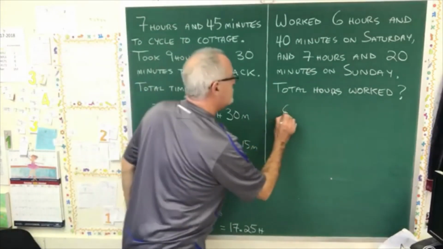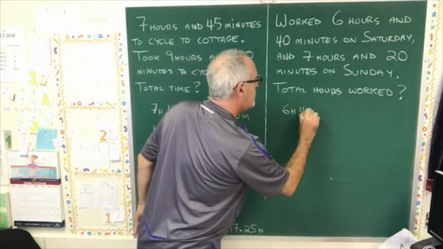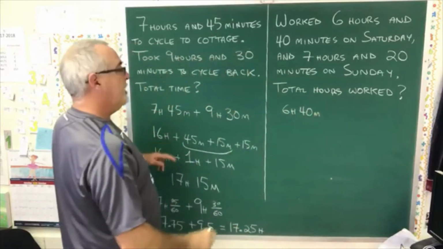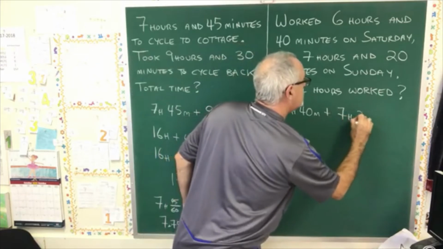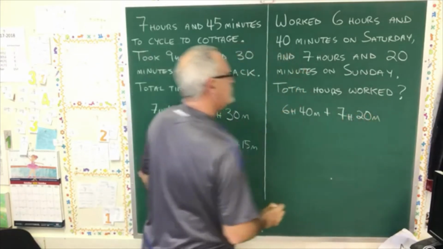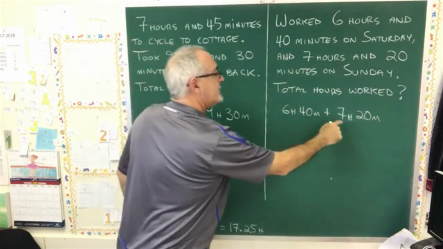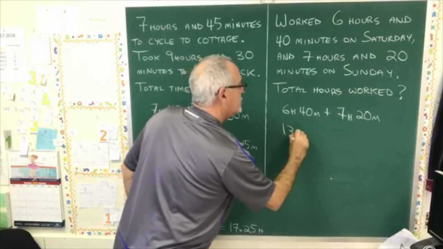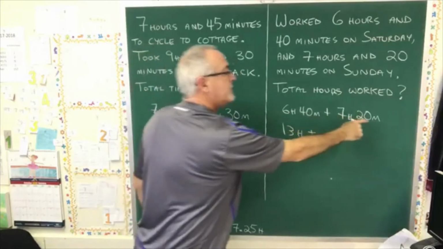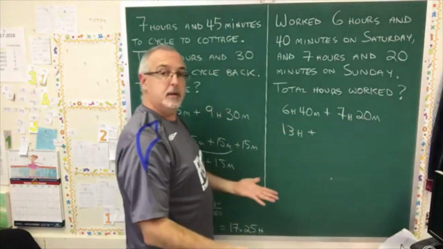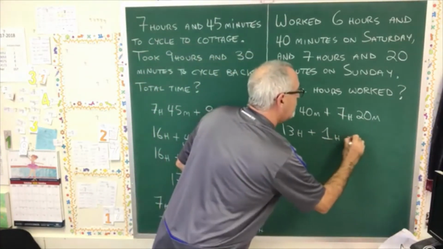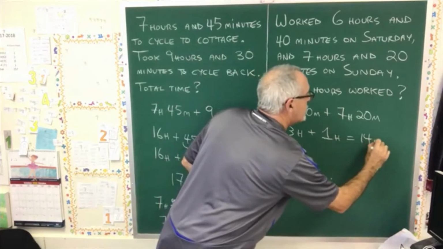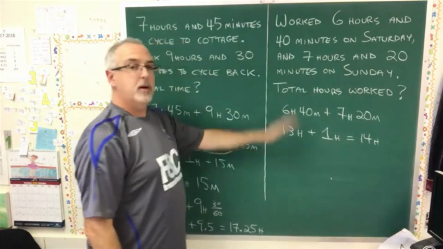6 hours, 40 minutes, plus 7 hours, 20 minutes. 6 plus 7 is 13 hours, plus 40 minutes plus 20 minutes happens to be exactly 60 minutes. It happens to be exactly 1 hour. I have my answer, and it means I worked 14 hours on that weekend.